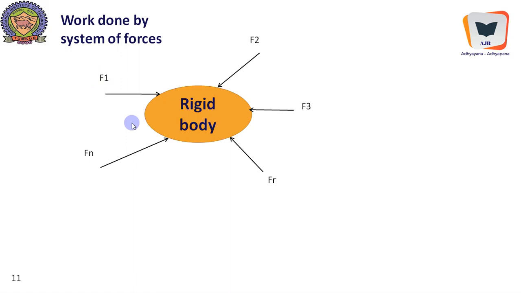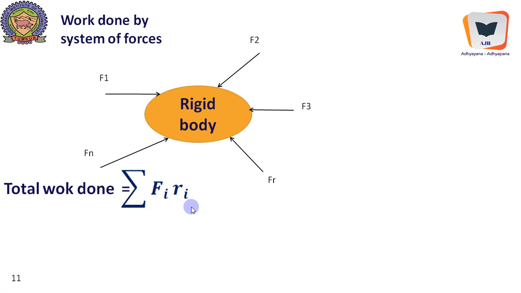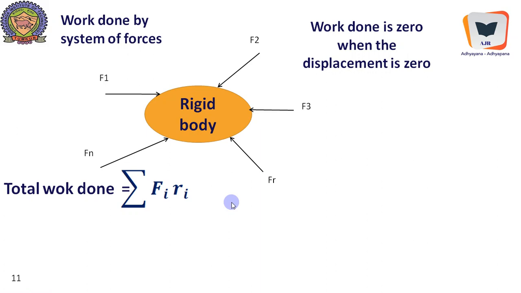Now, work done by a system of forces. The same principle can be applied even if a rigid body is subjected to many forces or innumerable forces. There are F1, F2, F3, up to Fn, and therefore the total work done will be sigma Fi into Ri, let us say Ri is the displacement. Work done is zero when the displacement is zero, or work done will become zero if the force itself is zero. So now there is a typical example over here.